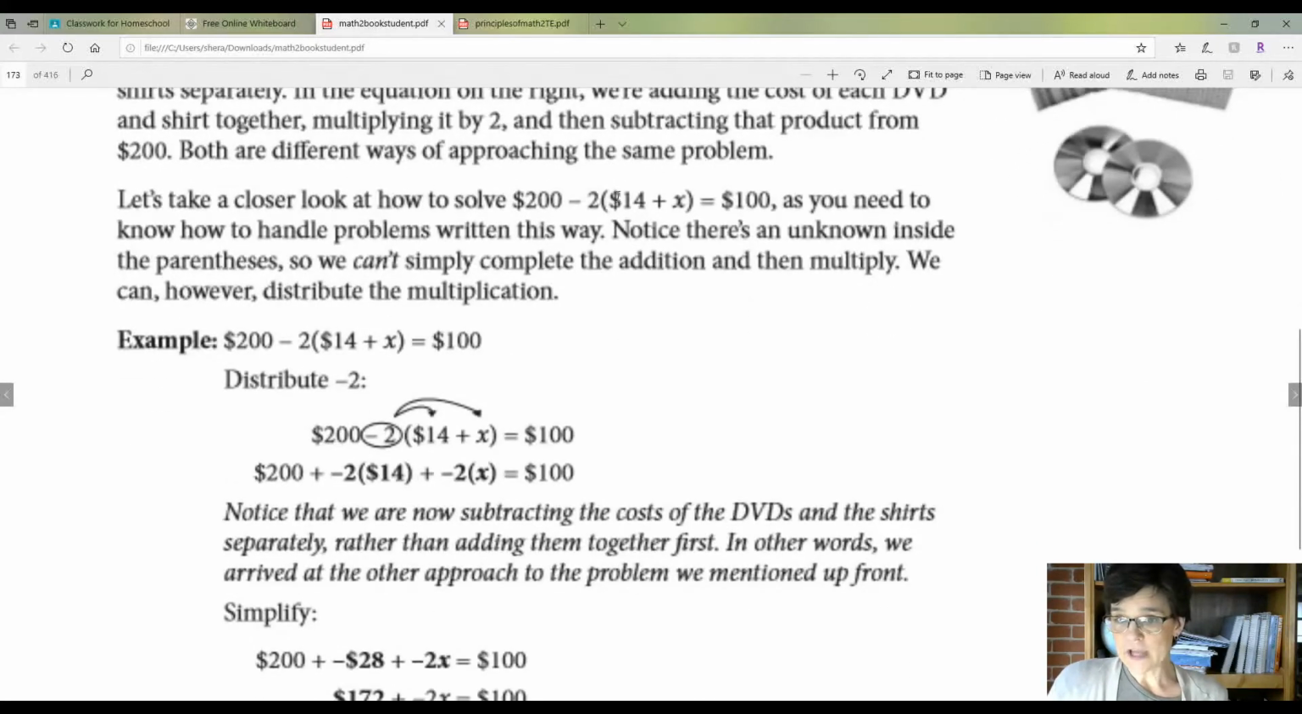So let's take a closer look at how to do this problem right here, as you need to know how to handle problems written this way. Now, there is an unknown inside the parentheses, so we can't simply complete the addition and then multiply. You can, however, distribute the multiplication. But we're going to think of this as $200 plus negative 2. Always look at a subtraction problem as a plus that negative number. So now, $200 plus negative 2 times 14 plus negative 2 times x gives you 100.